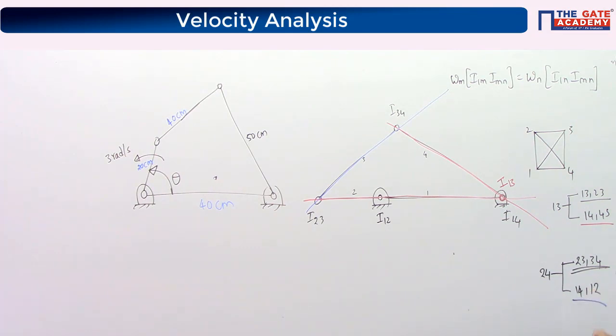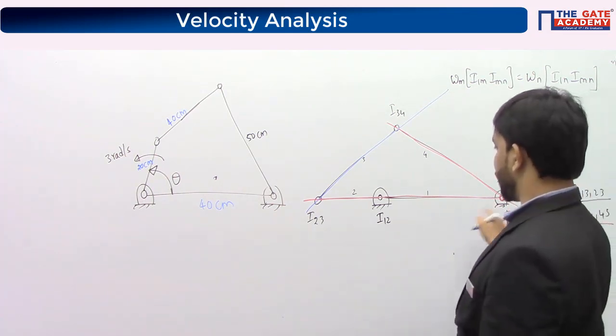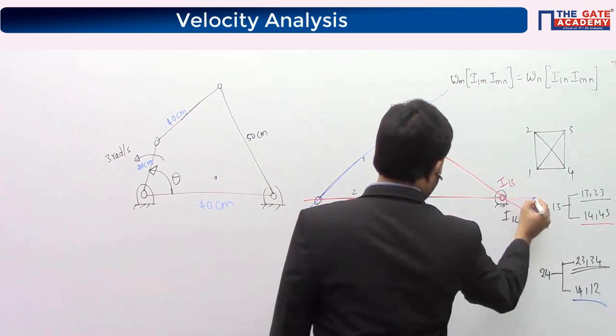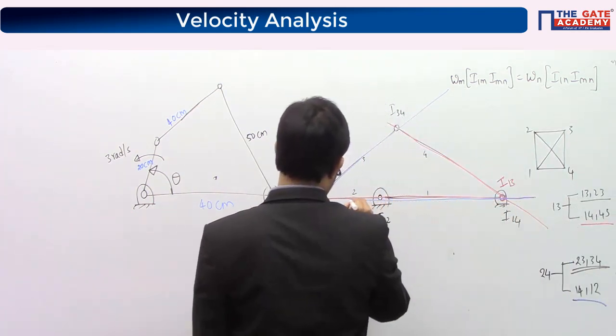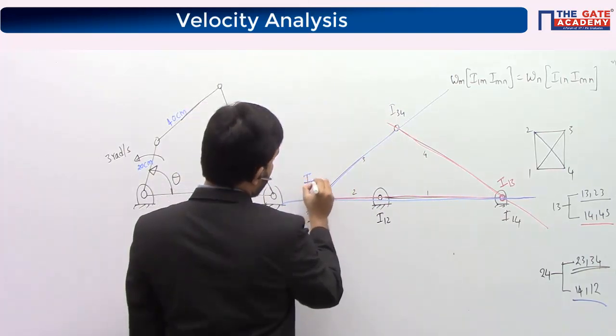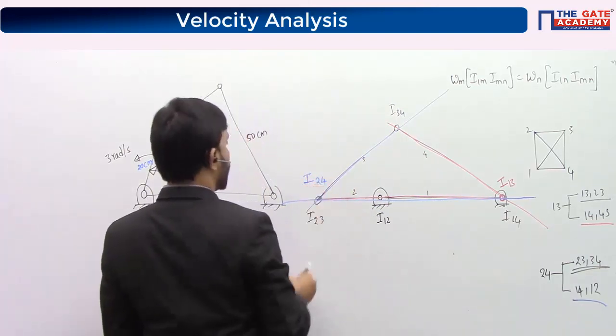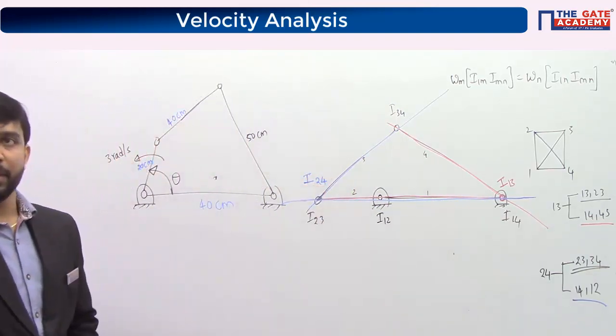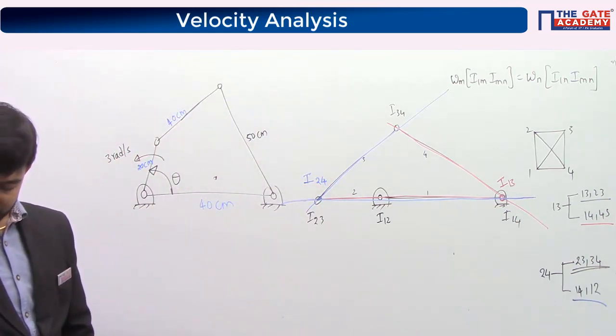Similarly, draw a line passing through 1, 2 and 1, 4. This is 1, 4 and this is 1, 2. So draw a line passing through 1, 4 and 1, 2. Wherever the two blue color lines intersect, that gives you the location of I24.